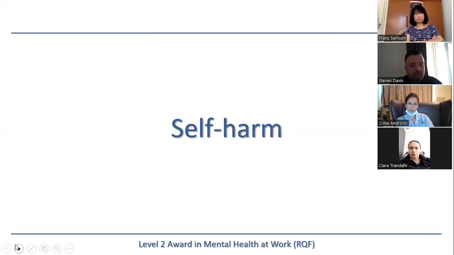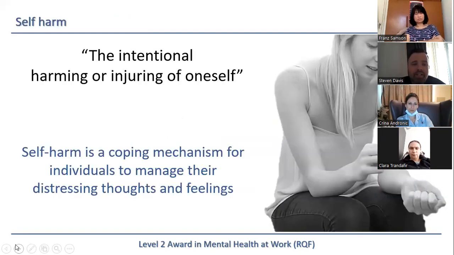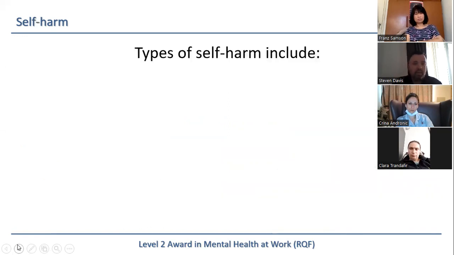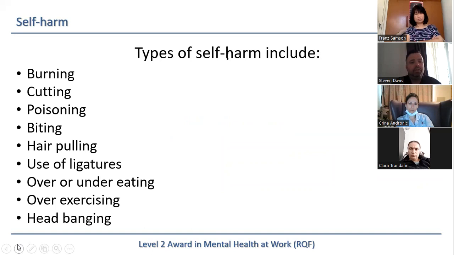Okay, self-harm. So self-harm is the intention of harming or injuring oneself. Self-harm is a coping mechanism for the individual to manage their distress, thoughts, and feelings. So types of self-harm include burning, cutting, poisoning, biting, hair pulling, use of a ligature, so that's tying something around the neck, over or under eating to cause pain on the body, over exercising is seen as a self-harm, or head banging. Okay, so lots of different types of self-harm there.